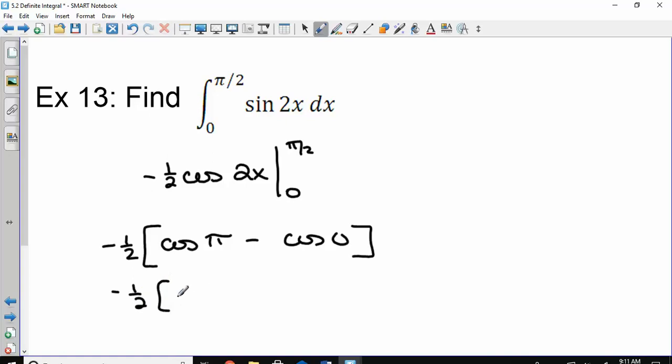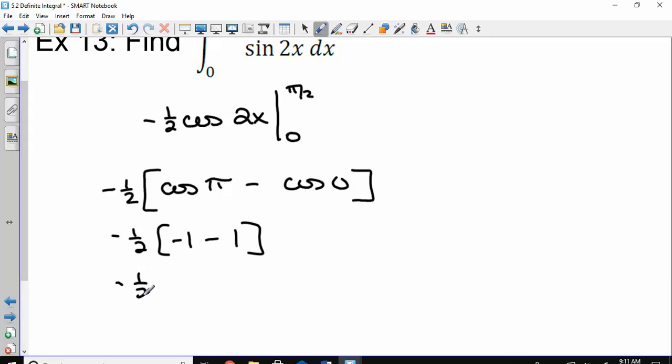Okay, we've already done these. What's the cosine of pi? -1 minus cosine of 0 is 1. So -1/2 times -2. So the only new piece here is the plugging in the numbers and evaluating, because we have done the antiderivatives before.